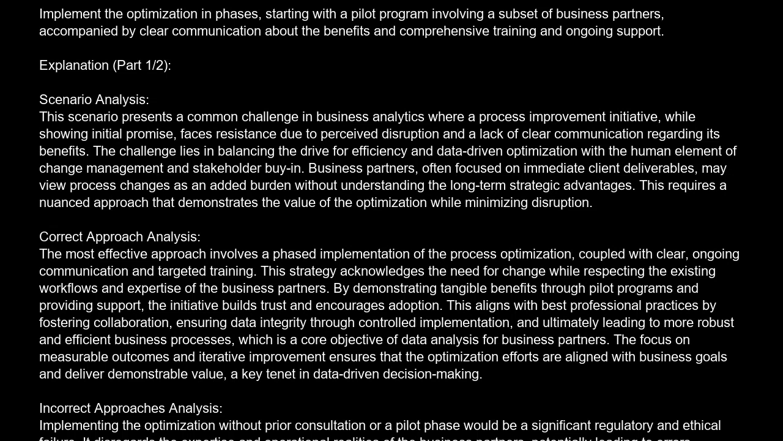The correct answer is A. Implement the optimization in phases, starting with a pilot program involving a subset of business partners, accompanied by clear communication about the benefits and comprehensive training and ongoing support.